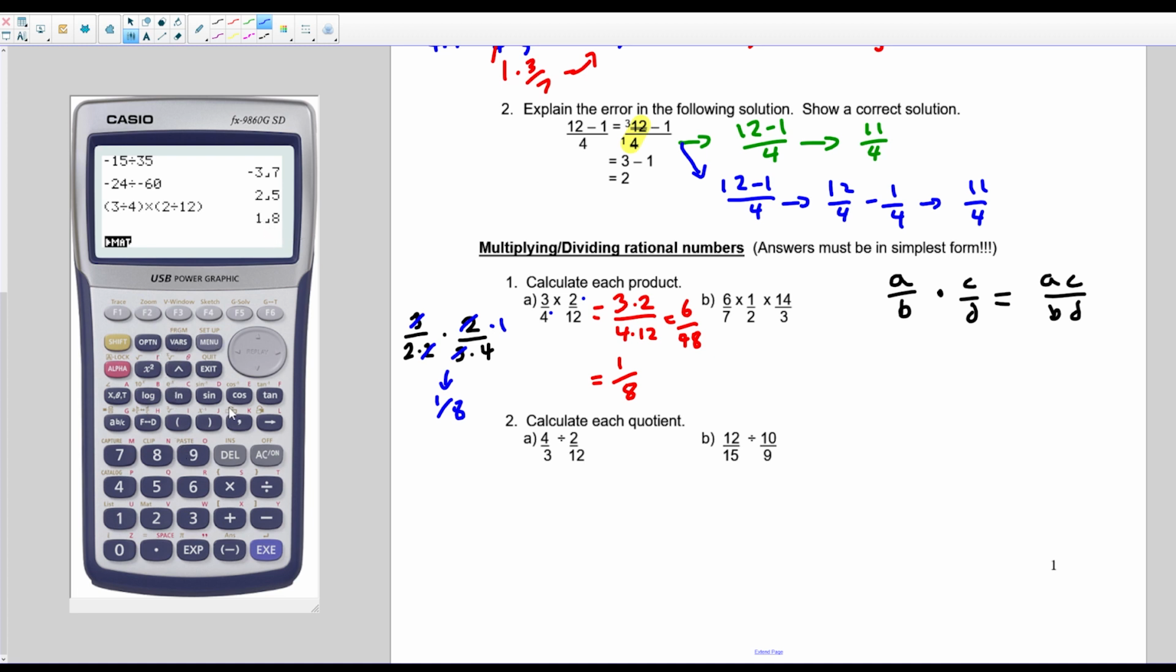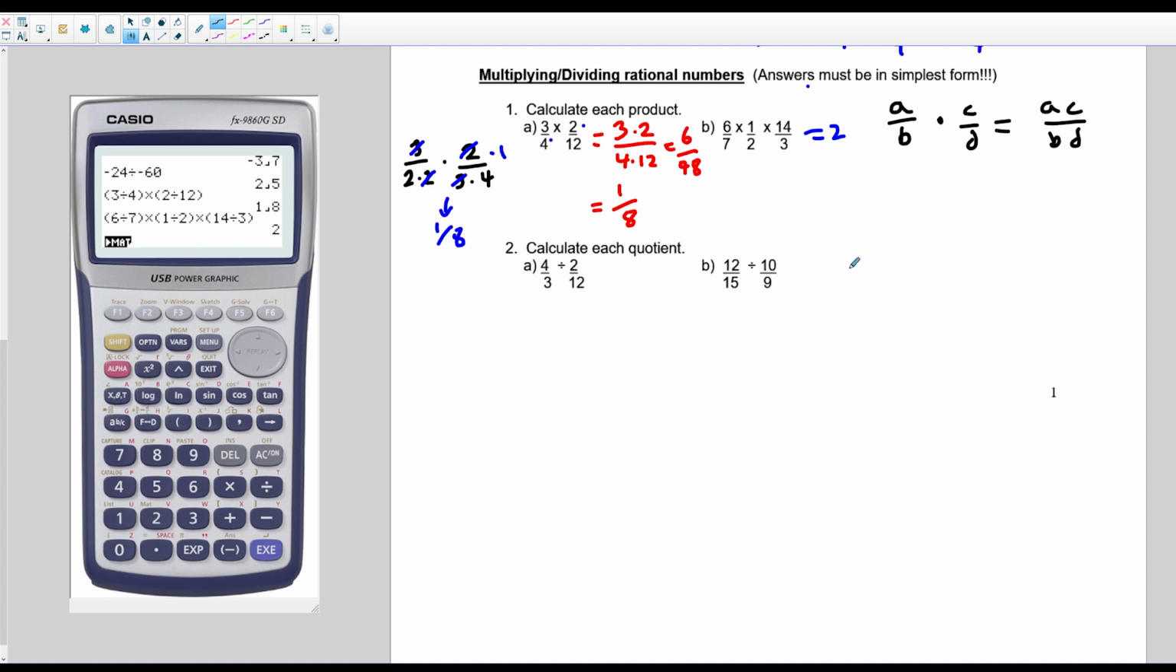Let's try out the second problem here. So we've got 6 over 7. Let's put that in brackets, 6 over 7 times 1/2, and then times 14 over 3. And we end up getting an answer of 2, which again, we don't really need to simplify too much. So let's go ahead and just write 2.